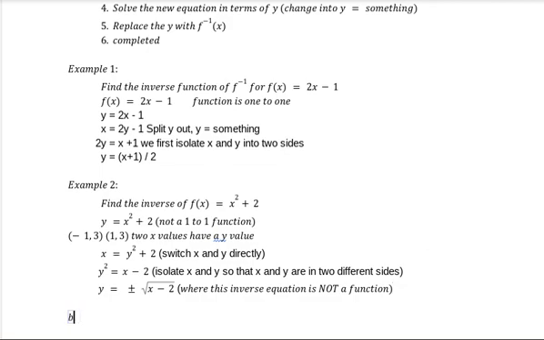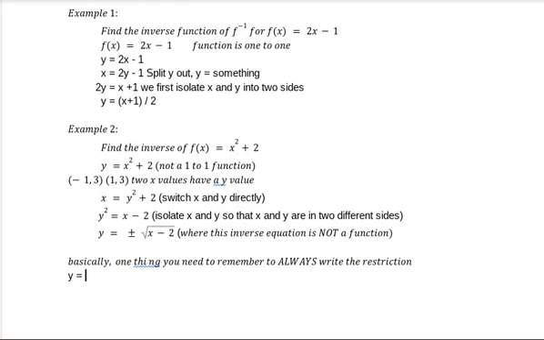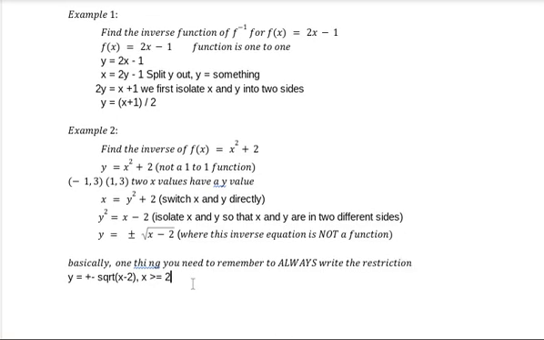Basically, one thing you need to remember is to always write the restriction. In this case, you need to write it like this. You need to write the restriction, which in this case is x larger than or equal to 2. The restriction needs to be written.